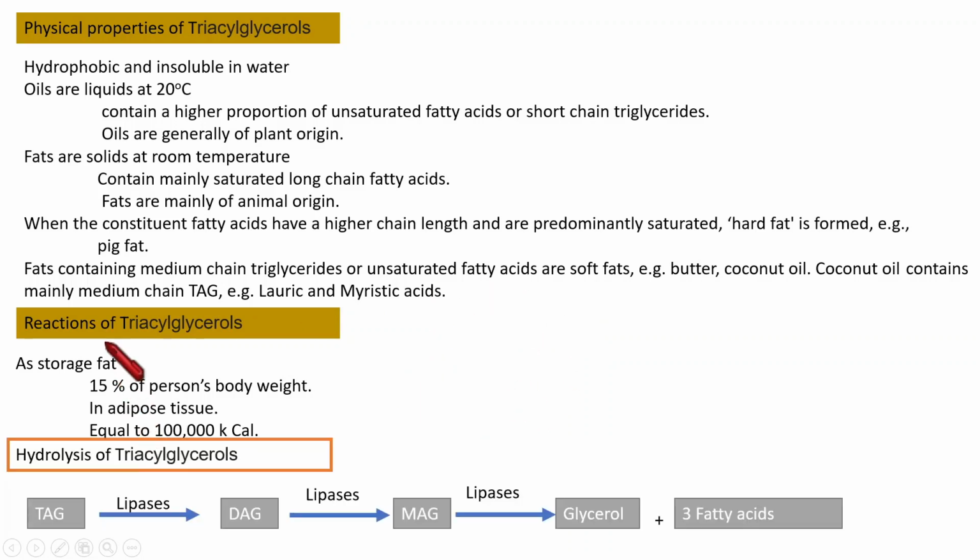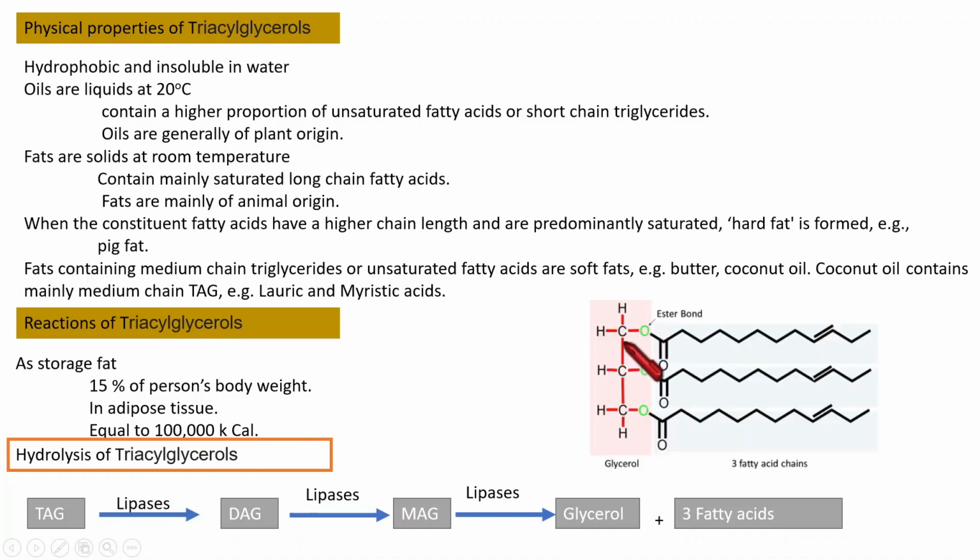Among the reactions of triacylglycerol, the first one that we are going to see is hydrolysis. Hydrolysis of triacylglycerol. As this triacylglycerol gets acted upon by lipases, we know that the structure of triacylglycerol is one glycerol group and three fatty acids. These fatty acid chains are esterified to the OH groups of this glycerol. So this is the structure.